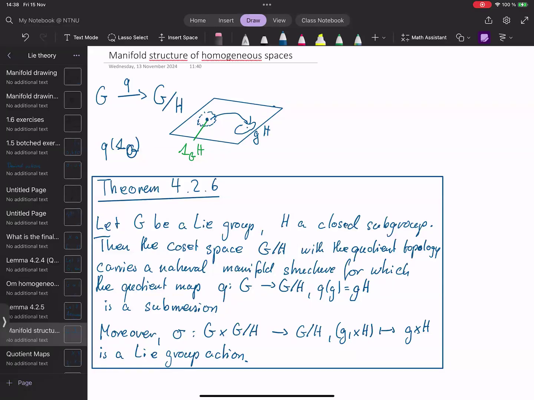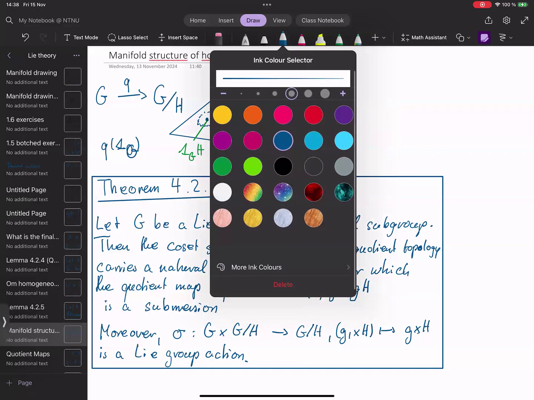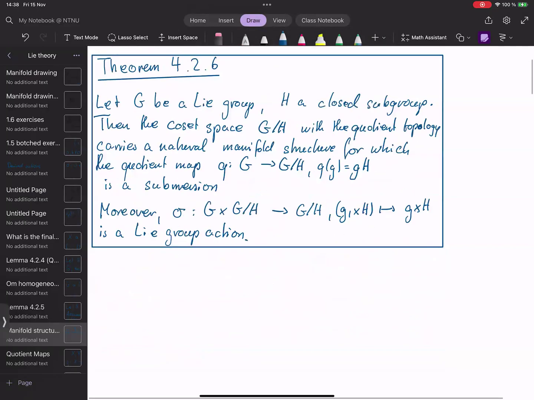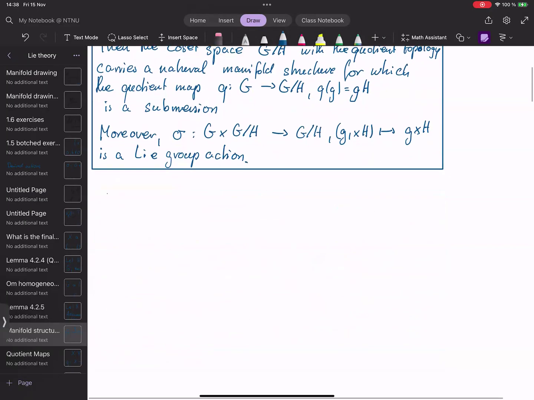Okay, to round off this section, what we did last time is we proved this theorem, the construction of a manifold structure on the coset space. And what was explained is that this turns the coset space into something we will from now on call a homogeneous space. So this is the following definition.